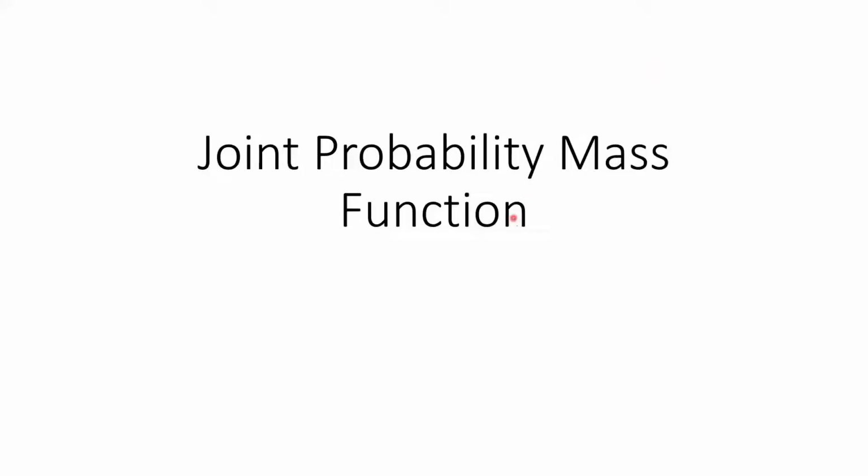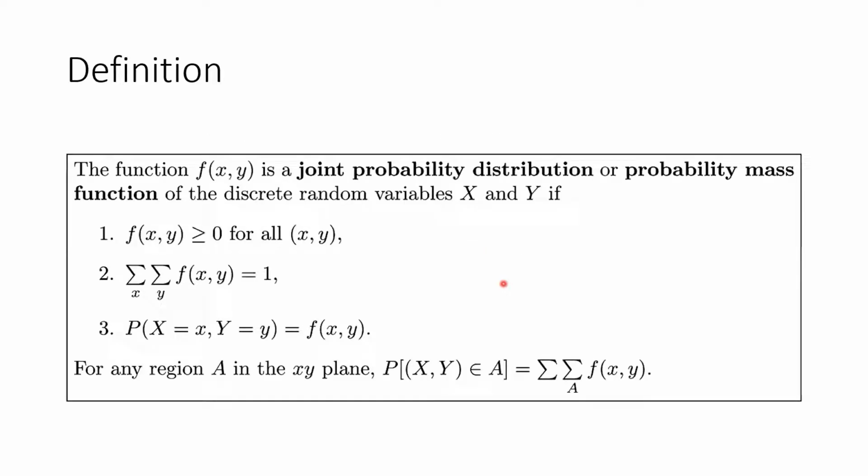Today's topic, joint probability mass function. This kind of function, probability function, describes the probabilities of two random variables. Well, actually, possibly more than that, but for the moment, we only work with two. Let's have a look at an example.